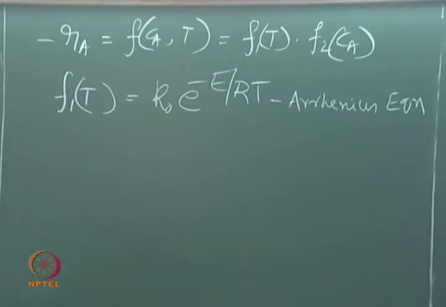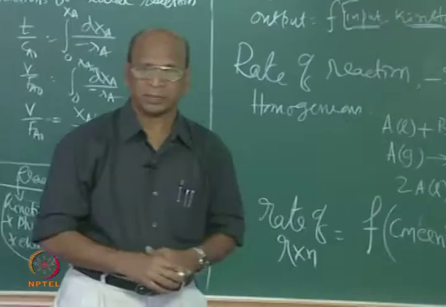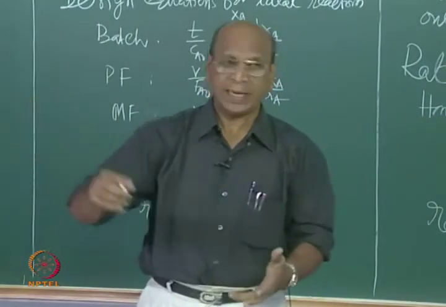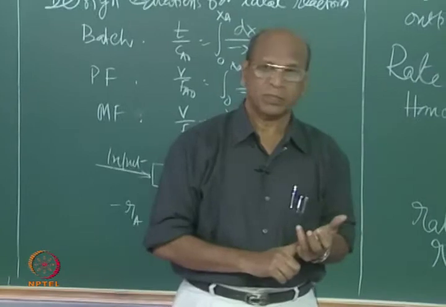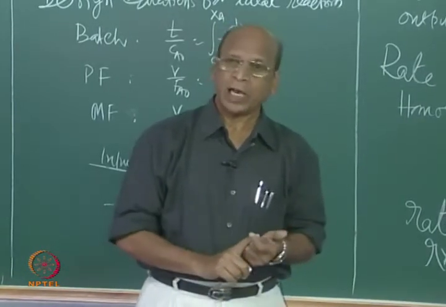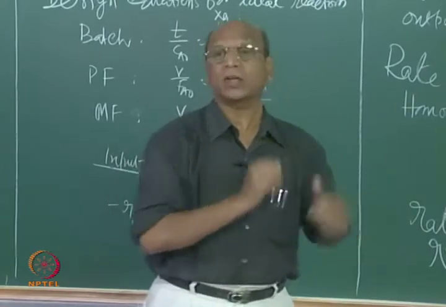So, how do you get this format? For example, that functionality of T can also be called k, the rate constant. That functionality is an exponential function. How do you know that? Experimentally, people have also found it, but from thermodynamics, from collision theory, from transition state theory, people have different equations for the rate constant.